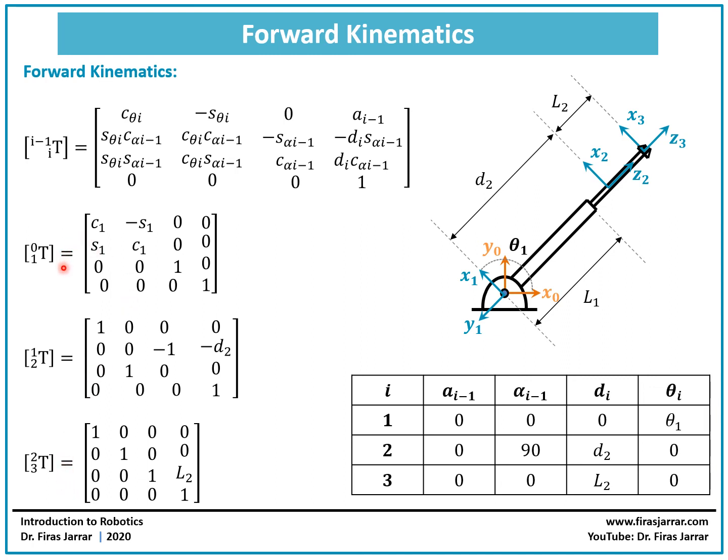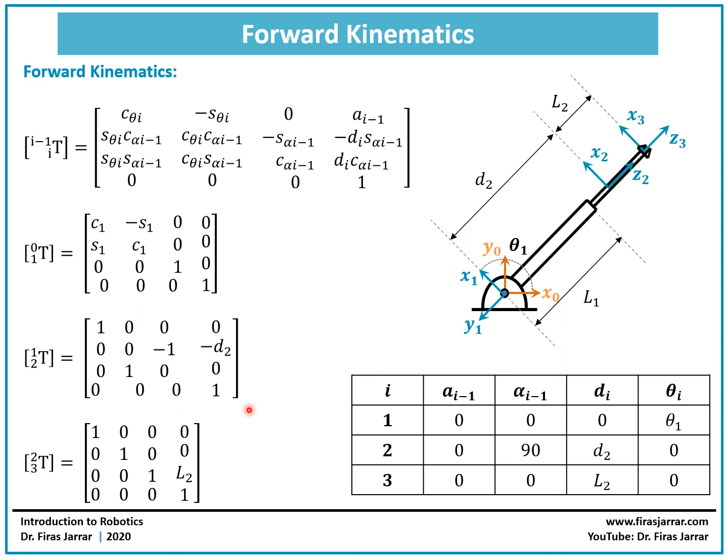You can simply see here that for frame 1 with respect to frame 0, this is easy, and you can also obtain it directly by inspection, because we can see that frame 1 is rotated with respect to frame 0 about the z-axis. This is why we use the basic rotation matrix about the z-axis, and we see that they will have the same origin.